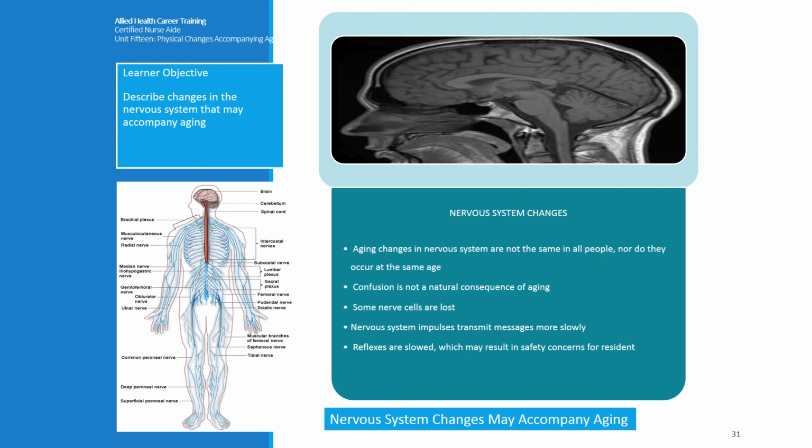And it might take longer for that message to get relayed from your hand back to your brain, and then from your brain back to your hand saying, the stove is hot, you need to pull your hand off. It may be too late and damage may have already been done at that point. That's why we really have to pay attention to keeping our elderly folks safe, because they're going to have slower nerve impulses and our reflexes are going to be slower.